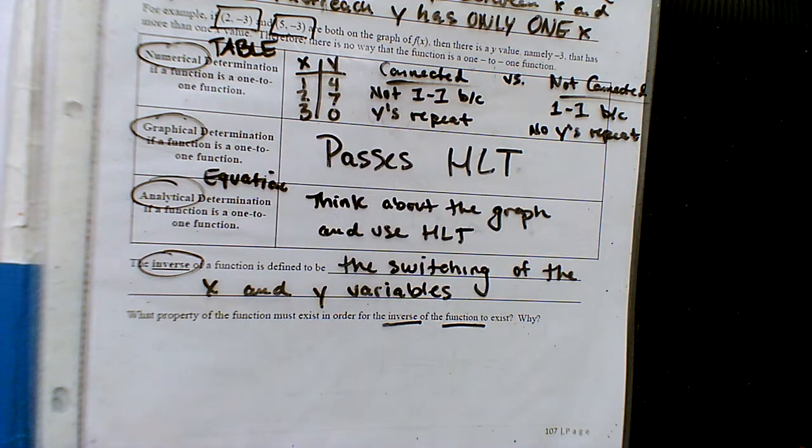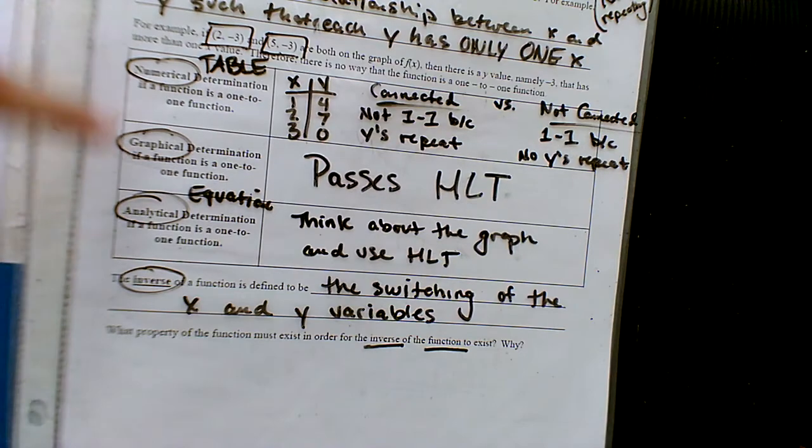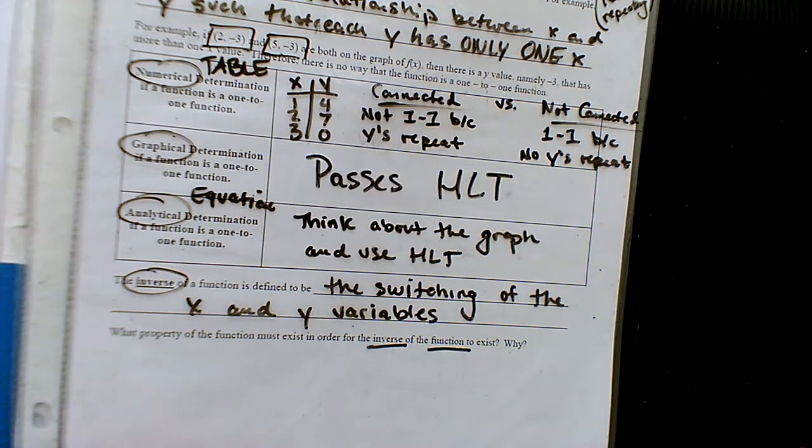If we have repeating y's in the beginning table, and then you switch the x's and y's, those repeating y's become repeating x's, meaning our new inverse table is not a function, because it has repeating x's. So in order for an inverse to be a function, the original piece of information, graph, table, equation, whatever it is, must be one-to-one. And notice how we just talked about different ways to determine that.